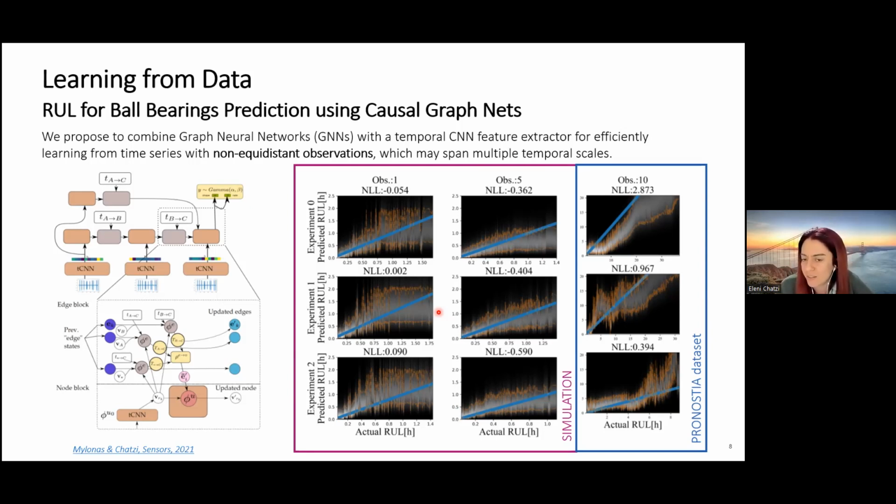This task in itself is not trivial, and oftentimes we have to deal with data that is not stored appropriately. We have issues with imputation, and here we try to develop a method which receives data that is non-equidistant and tries to achieve the task of remaining useful life, of course with some uncertainty, which grows smaller as we go closer to the actual end of life, so zero life of the system. But again, here we did not use any physics.